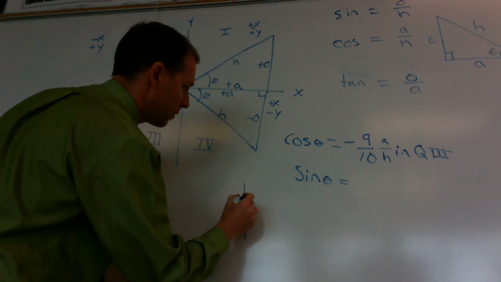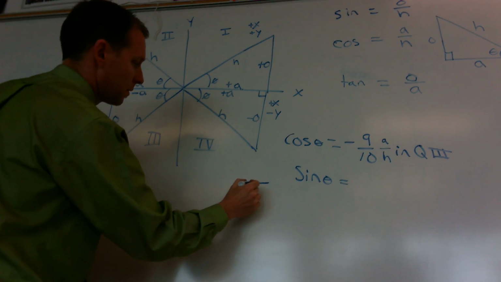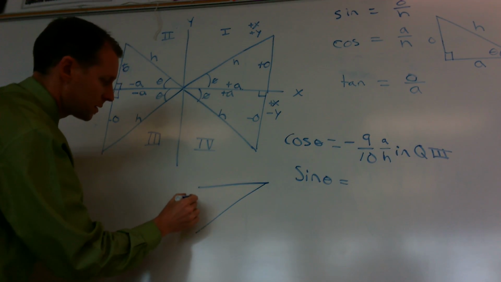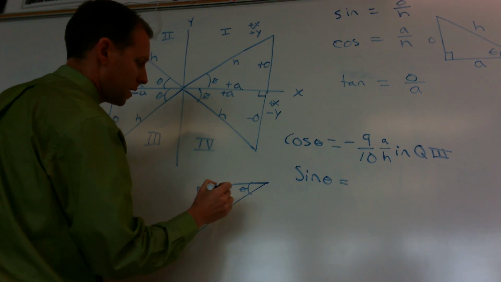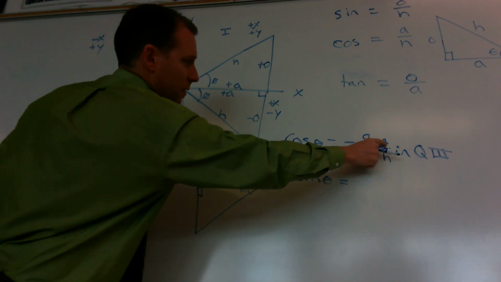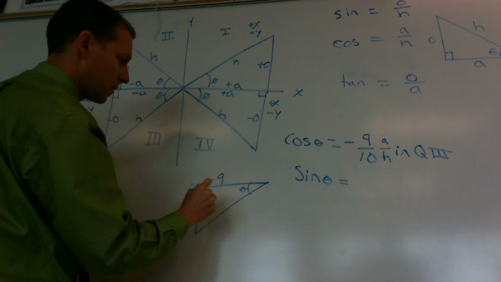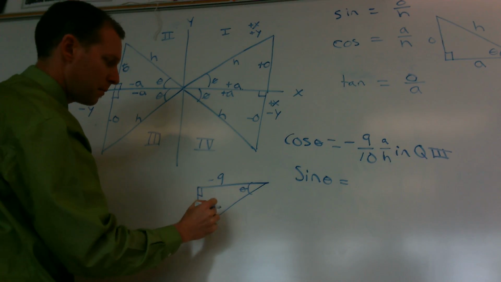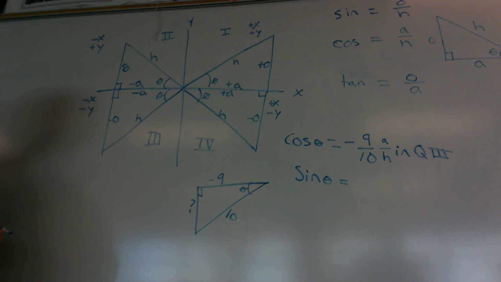We're going to make a right triangle. Let's just go ahead and match this one, and that's a little bit easier to see, I think. All right, here's our right triangle. Here's our angle theta. Our adjacent is negative 9. Our hypotenuse is 10. What is our opposite?